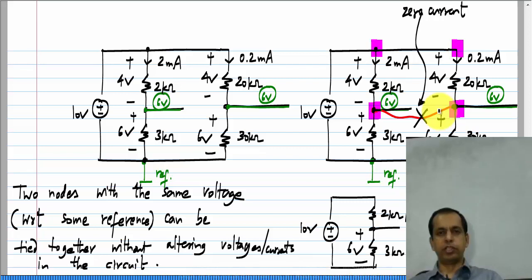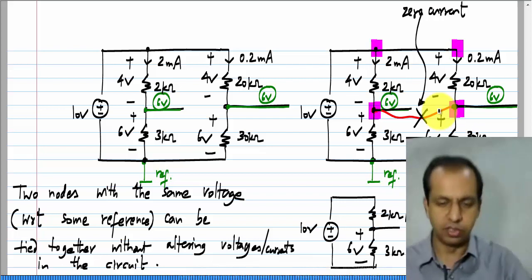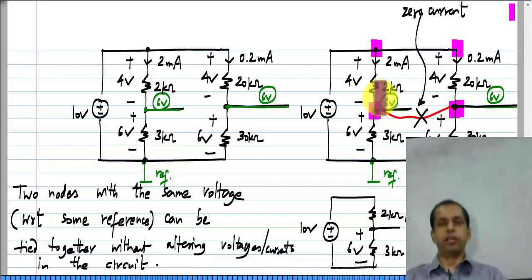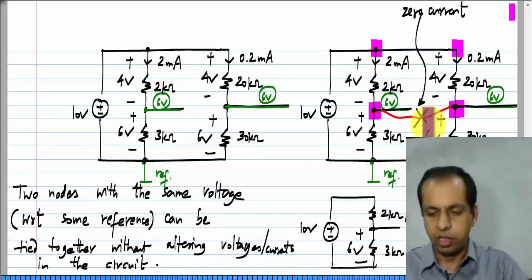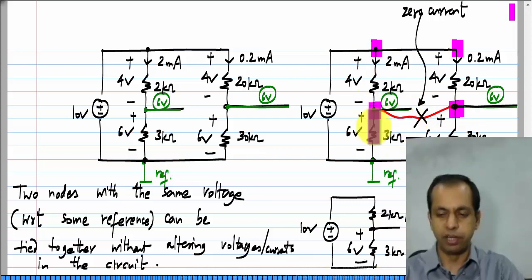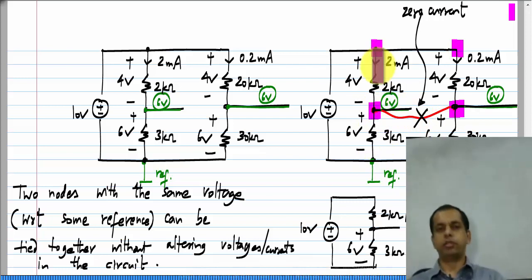If you have a wire which is carrying 0 current, you can cut it off without altering the voltages and currents in the circuit. Because if you imagine Kirchhoff's current law equations at either node, they will be exactly the same if you cut this wire off or not, because only 0 current was flowing through it. So, the current through this 2 kilo ohm resistor equals that through the 3 kilo ohm resistor. If you open this wire, then clearly these two currents have to be equal to each other. So, it does not make any difference at all.